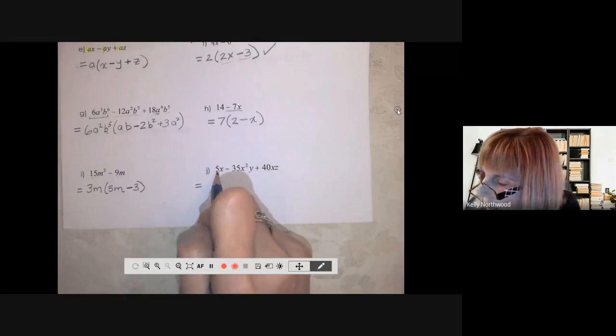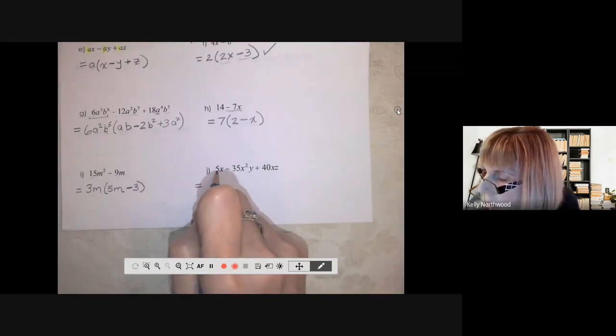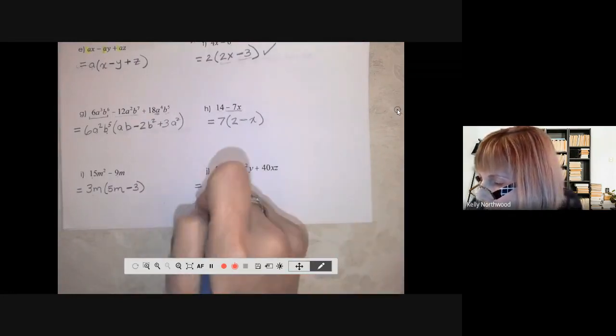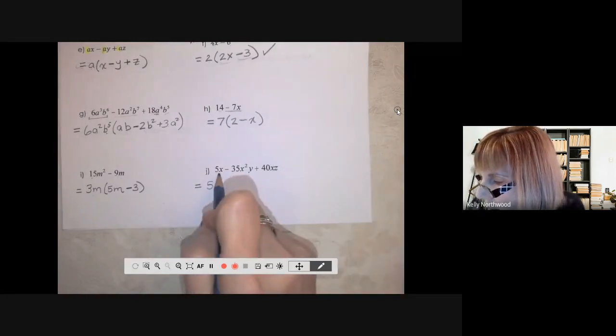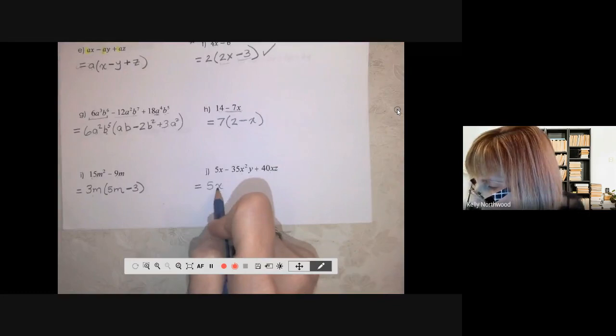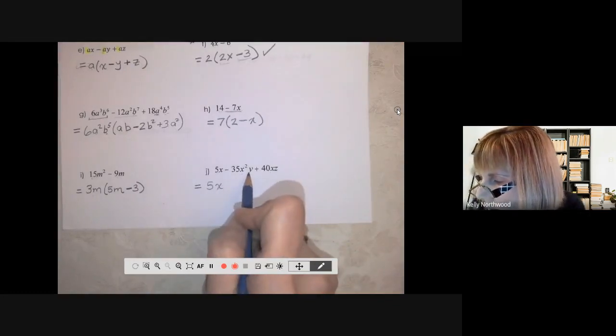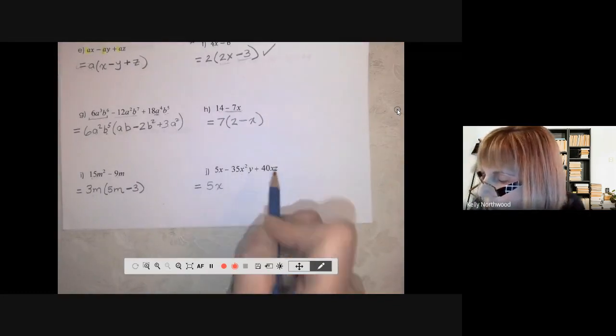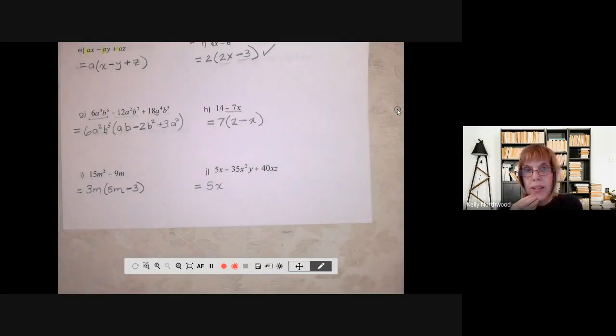Greatest common factor for J. Greatest common factor of 5, 35, and 40 is 5. There's an x in all 3 of them. Smallest exponent is an x. And there's only a y in 1 and only a z in 1. So your greatest common factor should be 5x.